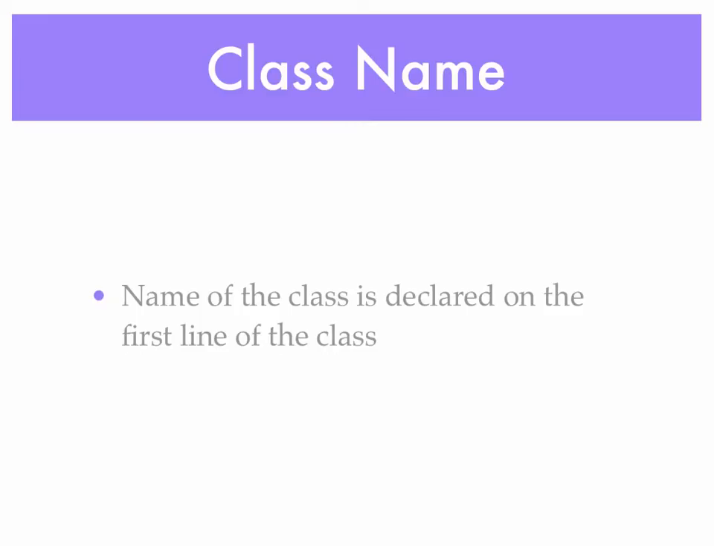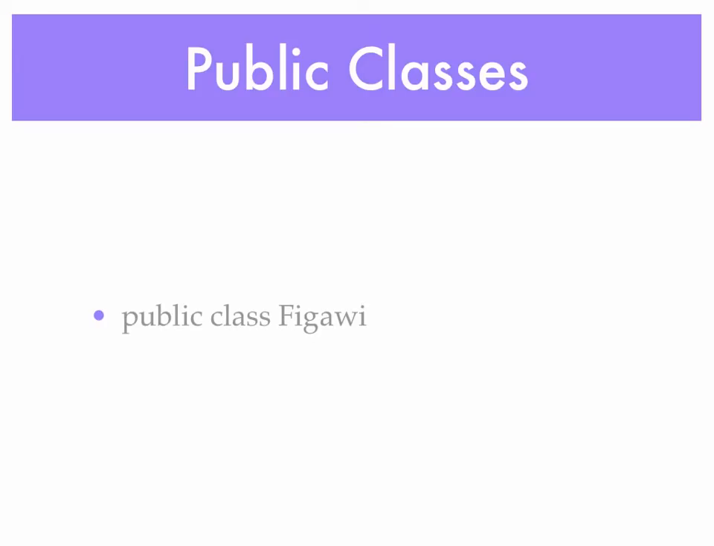Now, we know that we can always put comments before that. Comments are ignored. But the first bounding line of our class must be a declaration of the name of the class. That's on the first line. And it's always public class and then the name of the class, in this case, Fagawi. That's a famous sailing race between Nantucket and I think Cape Cod, right?